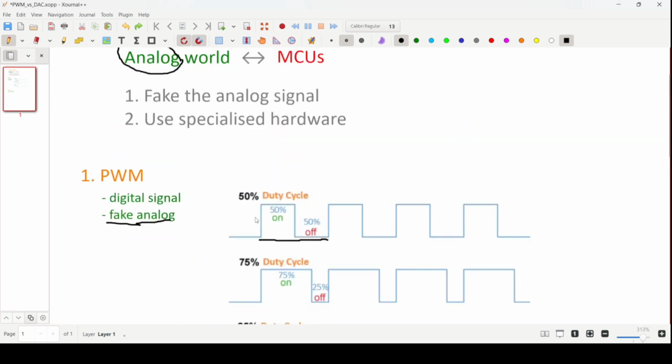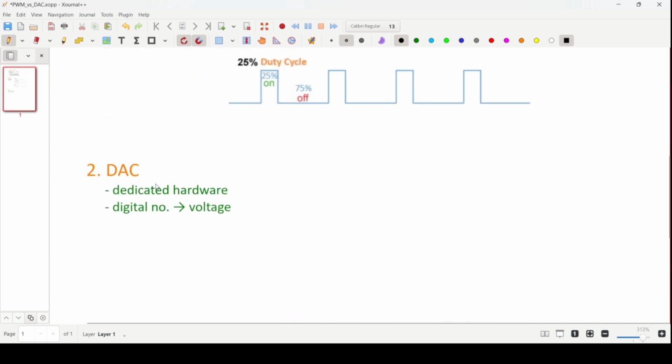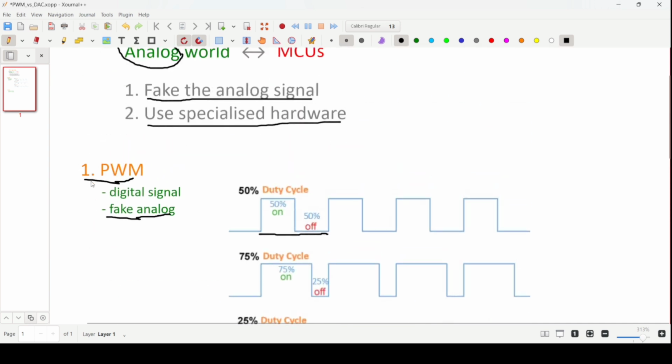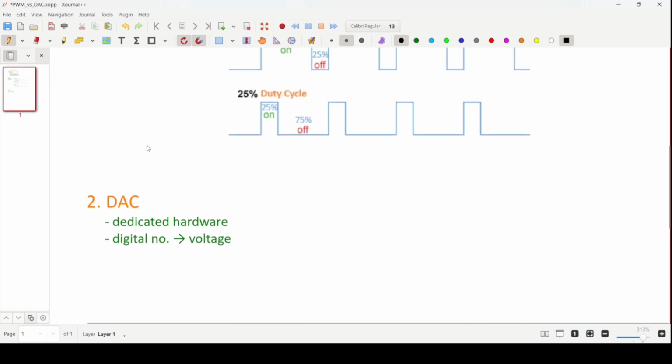Now if you remember, I said in the starting that the microcontroller has two ways to communicate with the analog world. Either it can fake the analog signal or use specialized hardware. So faking the analog signal is this PWM method, and using specialized hardware is the DAC method, right? So in a nutshell, this PWM signal generates the fake analog signal and DAC generates the true analog signal.